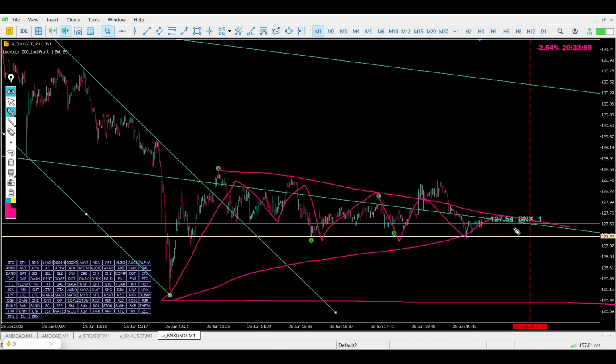And when price jumps, the height of this equal to the height of this should be a target. And this is also an interesting point. Why? I'll show you.